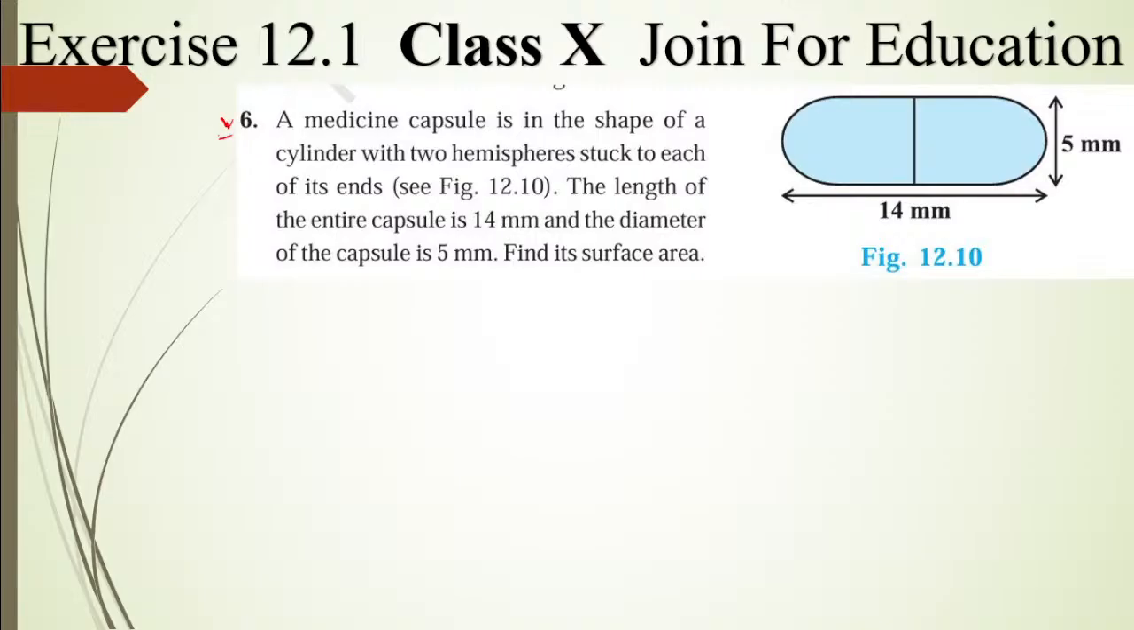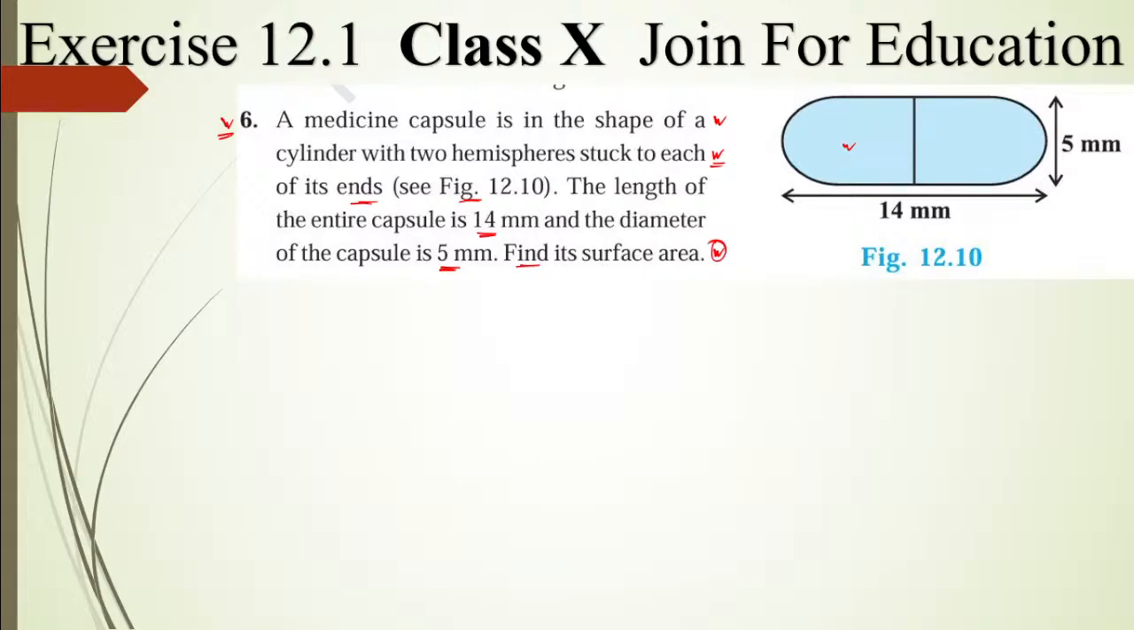Let's see question number 6. A medicine capsule is the shape of a cylinder with two hemispheres stuck to each of its ends. See in this figure, the length of the entire capsule is 14 millimeter and the diameter of the capsule is 5 millimeter. Find its surface area.